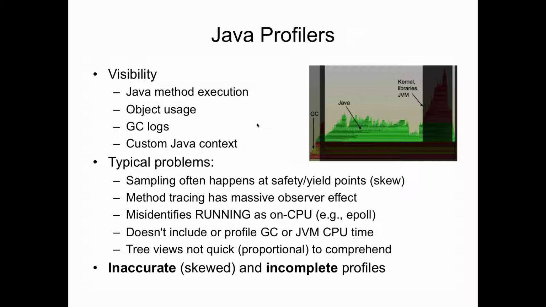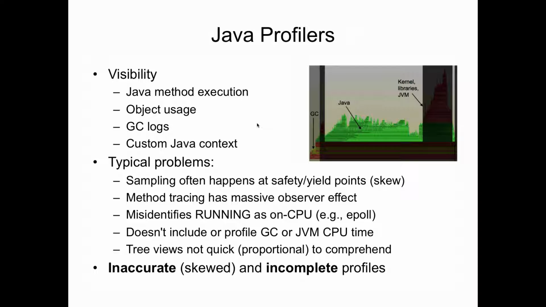Typical problems. It depends on the profiler, but many of them have sampling issues where the profile is skewed because they're sampling based on safety or yield points. Method tracing, where you're instrumenting every single method call, has serious observer effect. And if you read the documentation for these profilers, they'll confess that your app may run 5 times slower or 50 times slower if you turn this on. So generally use sampling. We take snapshots. Many of them misidentify running as on CPU.